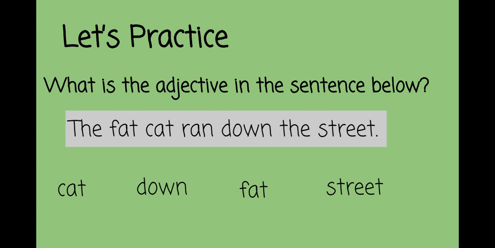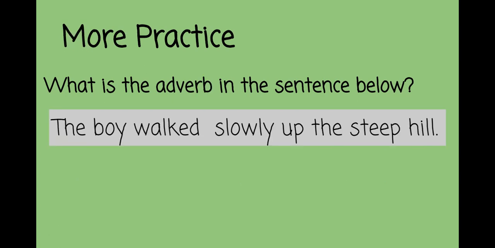So what word is describing something in this sentence? The fat cat ran down the street. Look at the nouns in that sentence: cat is a noun and street is a noun. So the word fat is describing the cat. So we know that the adjective to describe cat is fat. Our adjective in that sentence is fat because it's describing the cat. Let's look at another one.